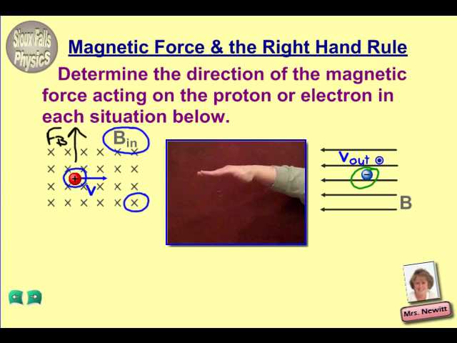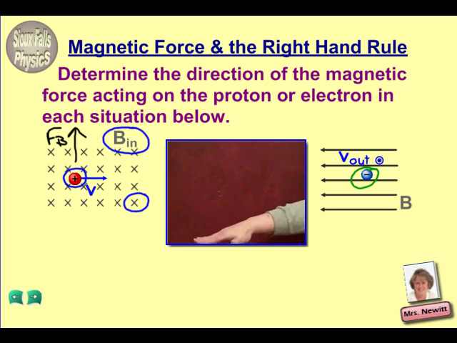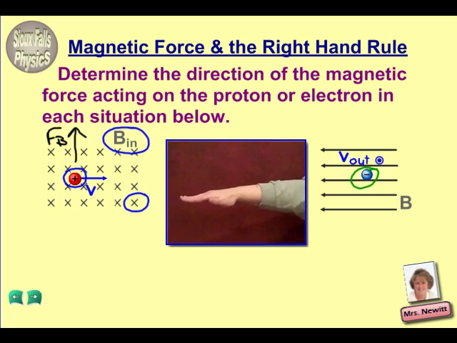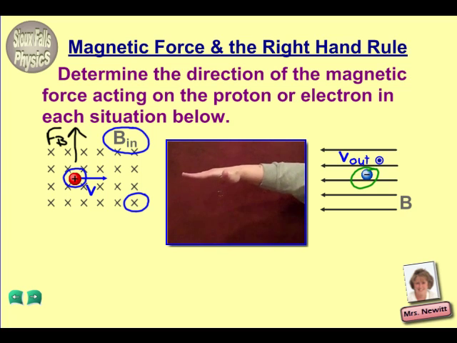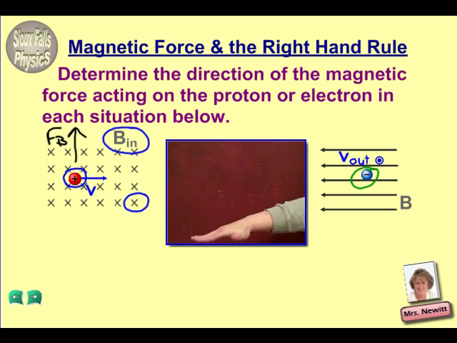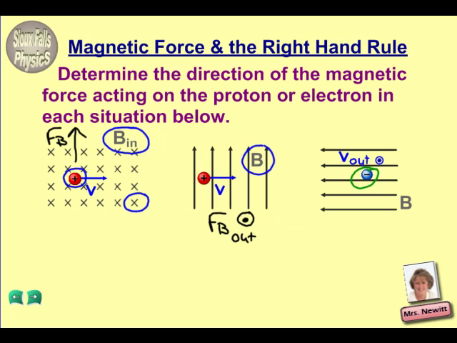So again, if our fingers are traveling towards the left for the magnetic field, and our thumb is pointing out of the board for the velocity, then our palm would point down. So the direction of the force on a positively charged particle would be down. However, again, remembering that we have a negatively charged particle, for this particle then, the magnetic force would be up.